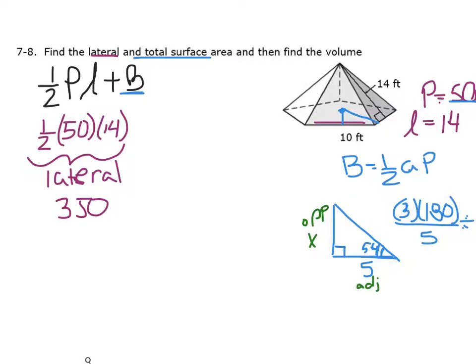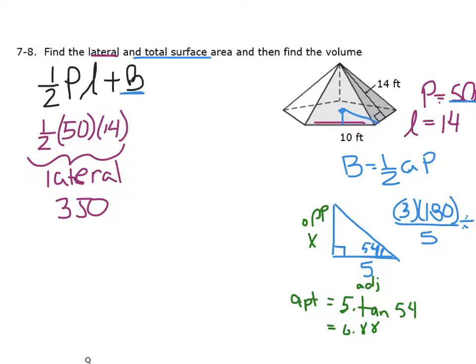So we have our apothem is going to be equal to 5 times tangent of 54, and that's going to be about 6.88.